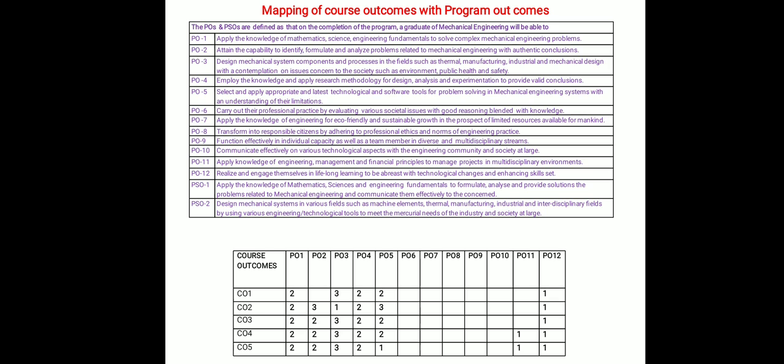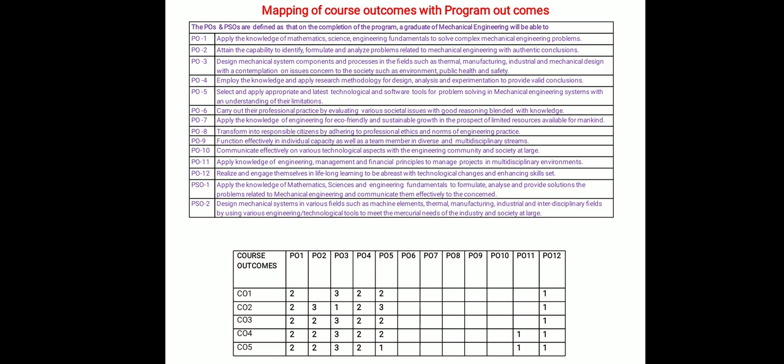And PO3, designing a mechanical system. Therefore CO1 is highly related to designing a mechanical system. That's why I gave 3, as high. PO4 and PO5 I am giving as level 2. Why? Because PO4 is to apply the research methodology for design and analysis. Here we are applying the research methodology techniques for designing and analyzing the component. Therefore I am giving a moderate level of 2.